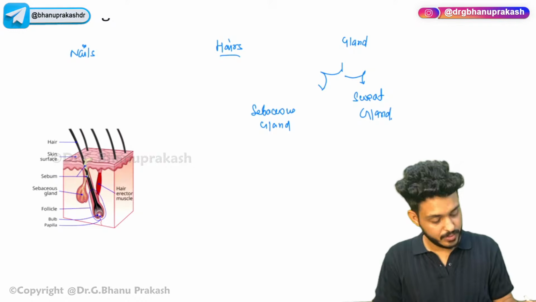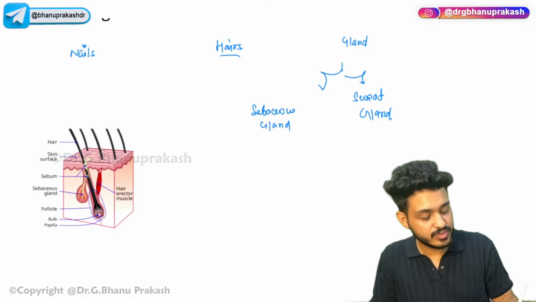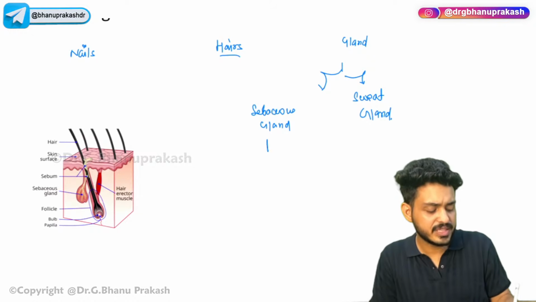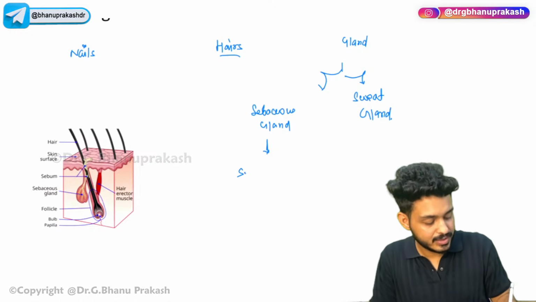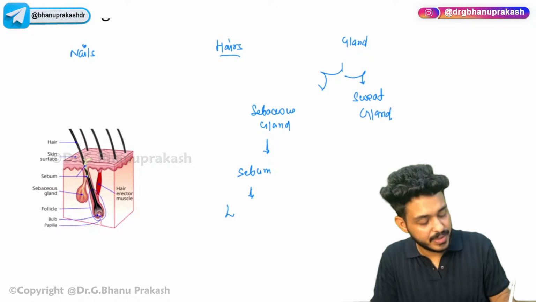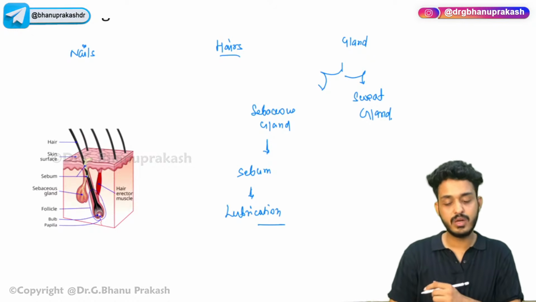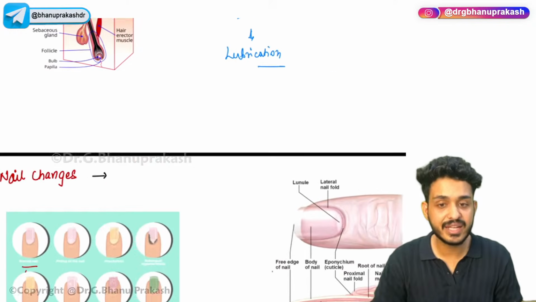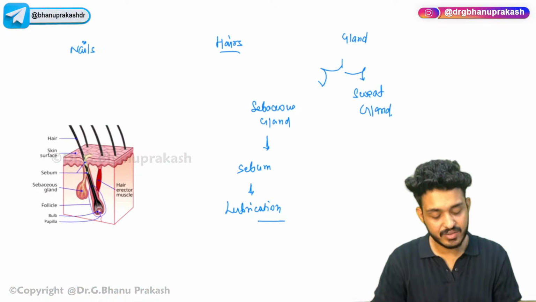Okay, very good, Umesh. Now let's see. We are having sebaceous and sweat gland. Sir, sebaceous gland will be secreting what? Sebum. It will be secreting sebum, and the function of sebum will be lubrication. So first of all, let's start with the nail itself.